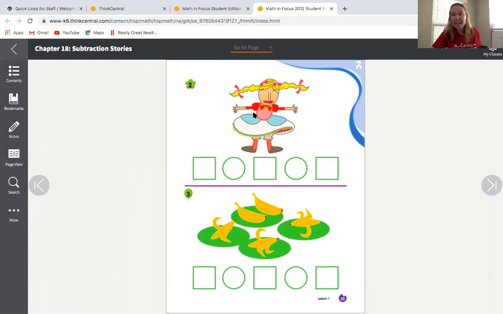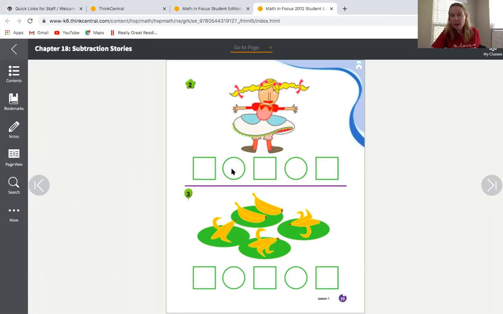So here is a picture of Little Miss Muffet. Little Miss Muffet has 4 bows in her hair. Let's count. 1, 2, 3, 4. So what number should we write first here? 4, good job.